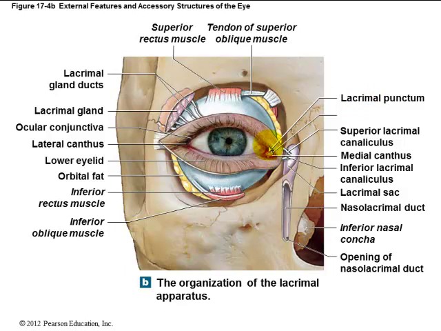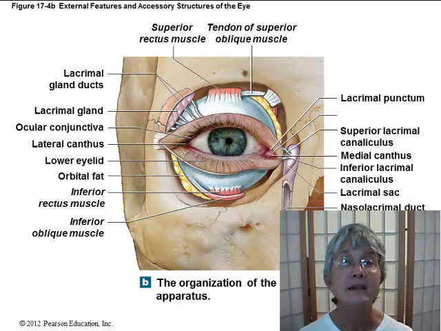The fluid that drains through the puncta then goes through small canals, canaliculi, into the lacrimal sac. From the lacrimal sac through the nasolacrimal duct. This is all passing through a canal in the lacrimal bone, draining ultimately through underneath of the inferior nasal concha into the nasal cavity. This explains why when you cry your nose runs.